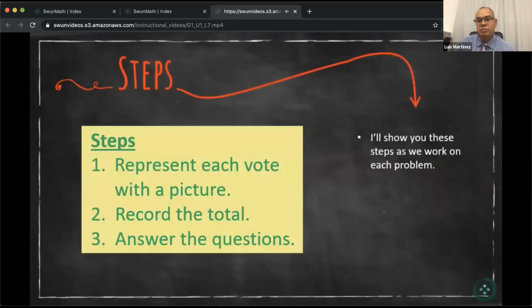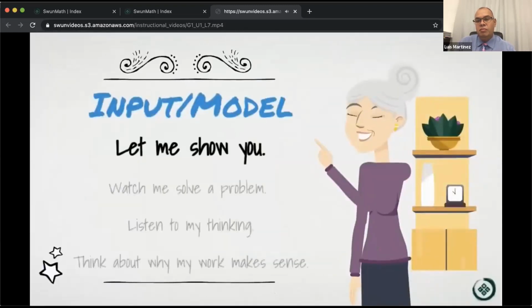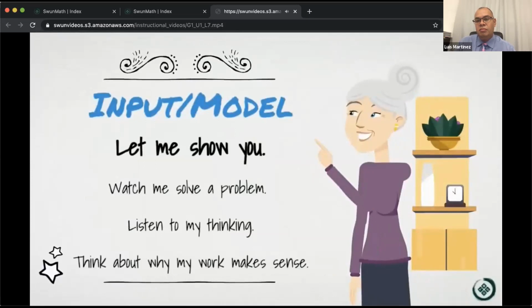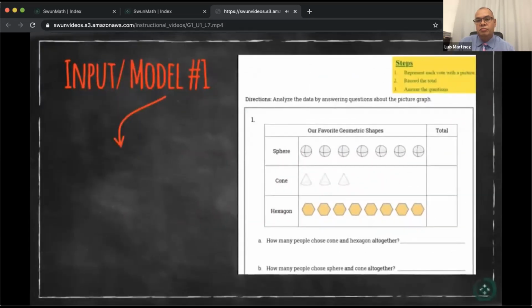These are the steps that we'll be following in our lesson today. I'll show you the steps as we work through the problems together. Now watch me solve a problem. Listen to my thinking as I solve it out loud. I want you to think about why my work makes sense. Let's take a look at our first input model.